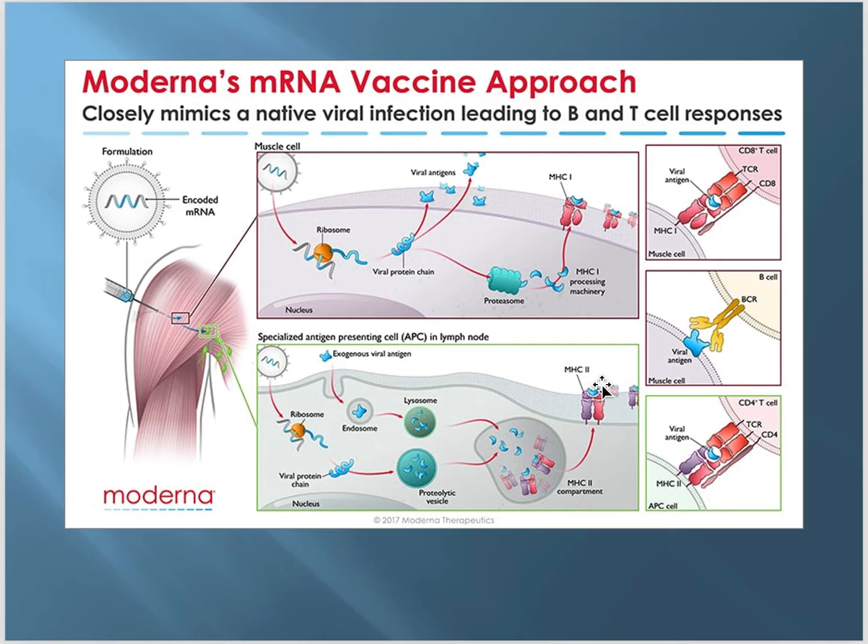So once the antigens are presented, the T helper cells will get attracted and bind with the MHC2, and then they will activate the B cells to get differentiated into plasma cells and memory cells. So these are the basic steps or mechanism by which an mRNA vaccine works. So this is the strategy of the Moderna vaccine.